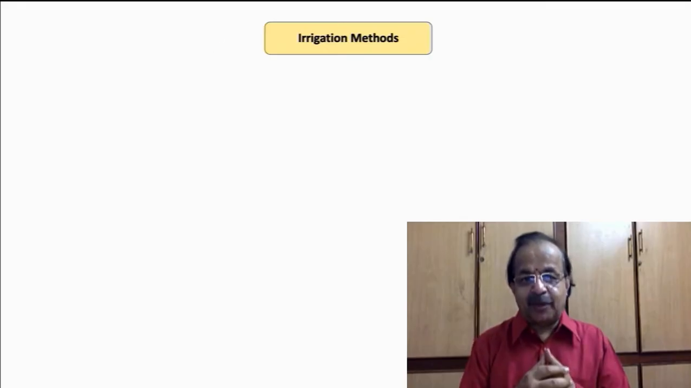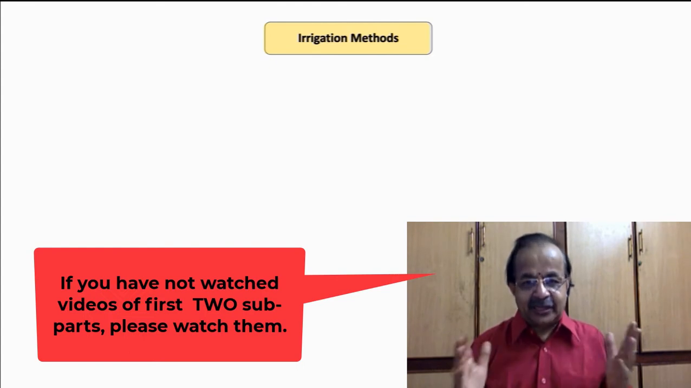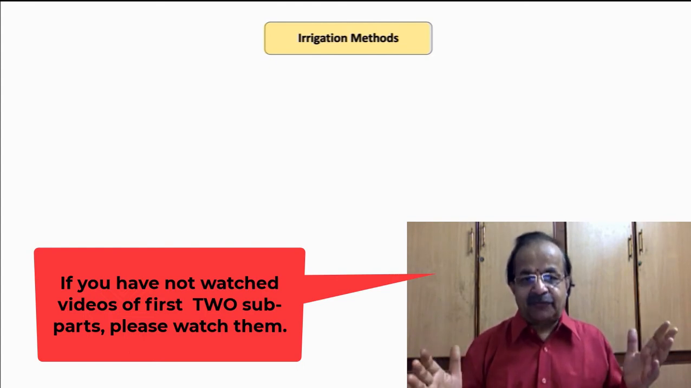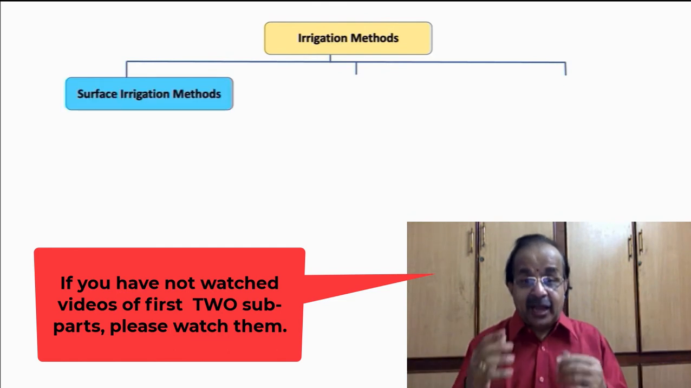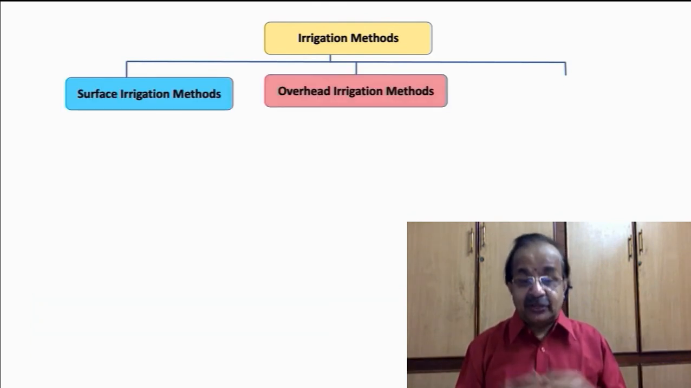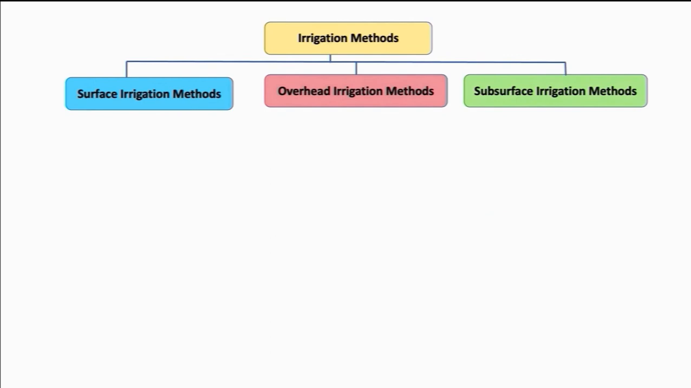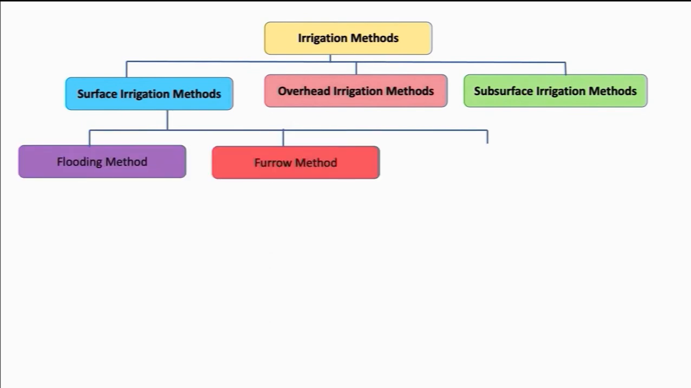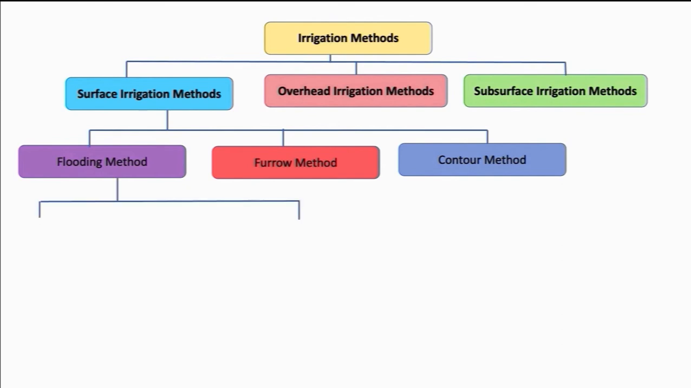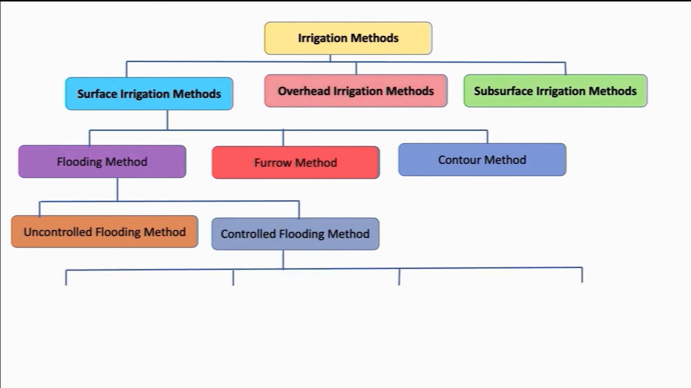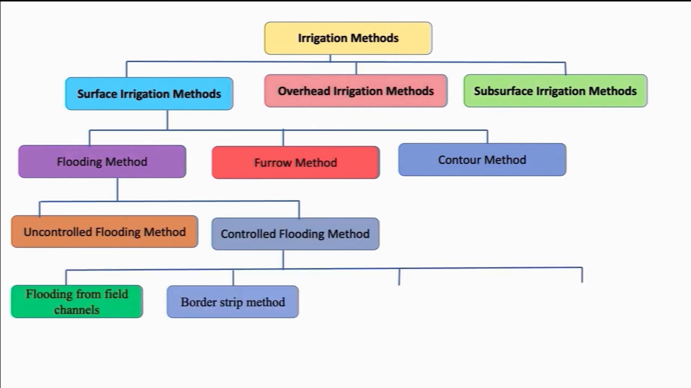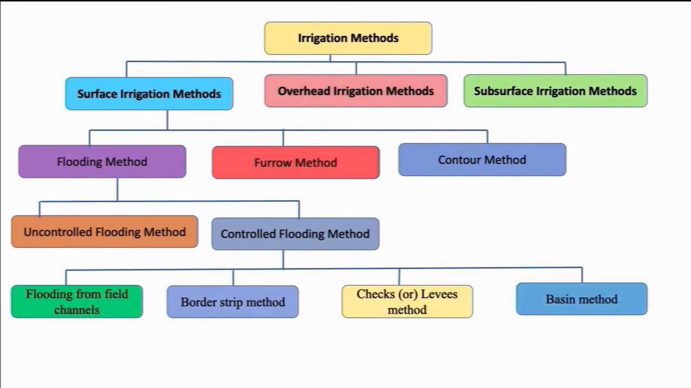To maintain the continuity among the three subparts, let us recapitulate that irrigation methods are classified as surface irrigation methods, overhead irrigation methods, and subsurface irrigation methods. The introductory points of these methods were discussed in the first subpart. The surface irrigation method was divided into flooding method, furrow method, and contour method. Flooding method again into uncontrolled flooding and controlled flooding. Again, controlled flooding is divided into flooding from field channels, border strip method, checks or levees method, and basin method.